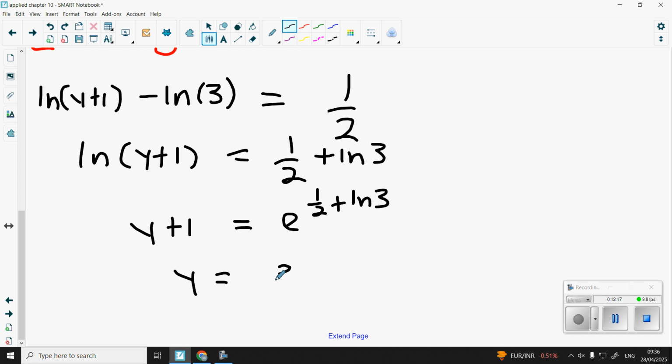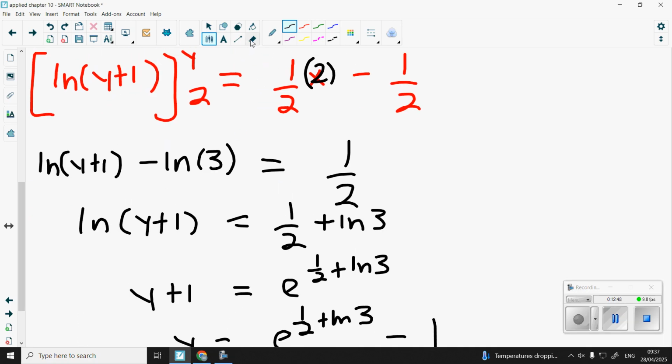And then bring the 1 over the other side. y equals e to the power of a half plus ln 3, take away 1. Somebody be so kind as to throw all that into the calculator for me. Huh? Did I go wrong somewhere? I should get 5.35.